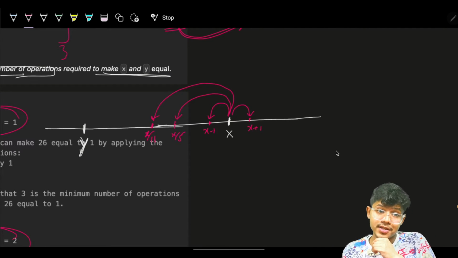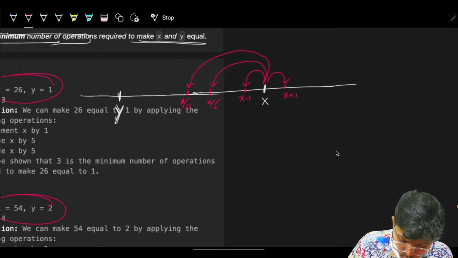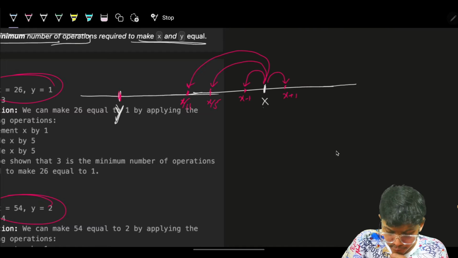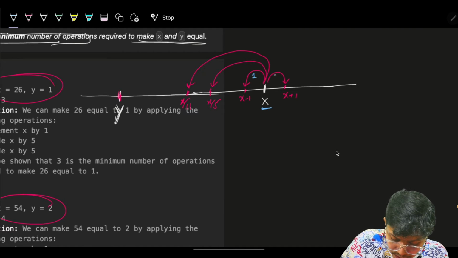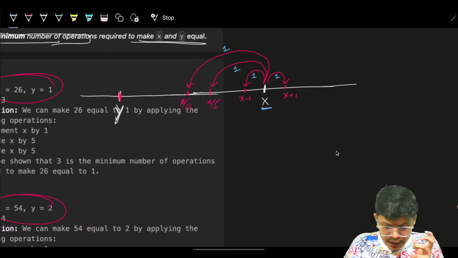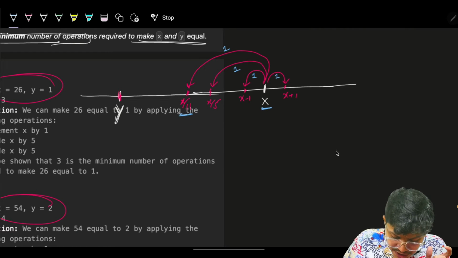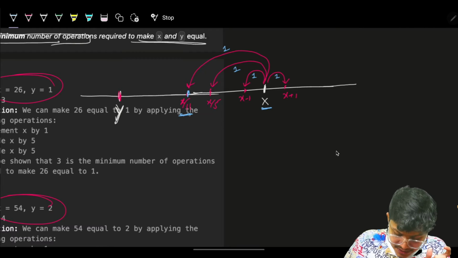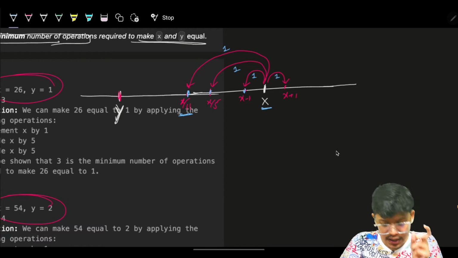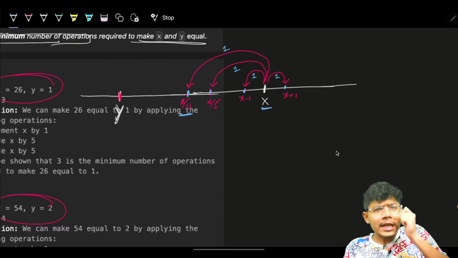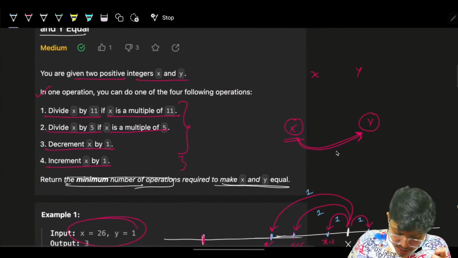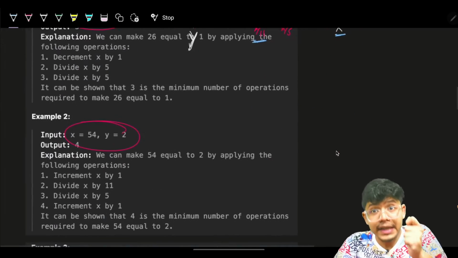So these are the operations. Now you see, I just want to ultimately reach Y. That is the only case which I have. So from my X, in one operation, I can reach these locations. The shortest distance to reach X by 11 is 1. For X by 5, it is 1. For X minus 1, it is 1. And the same for X plus 1, it's 1. Now, from these, again, I just want the shortest distance, which is the minimum number of operations to reach that coordinate.